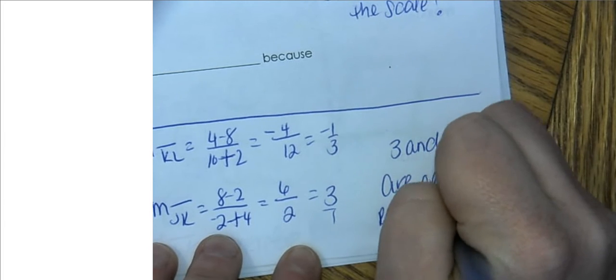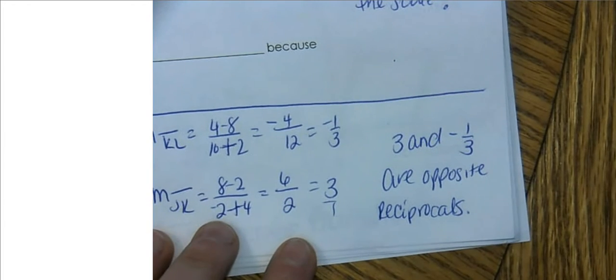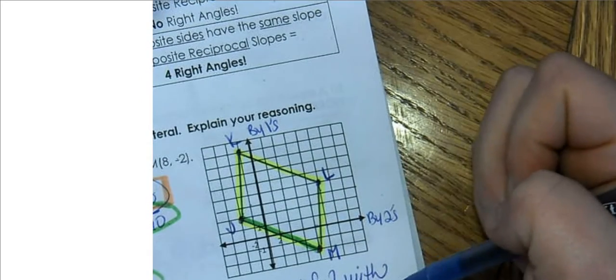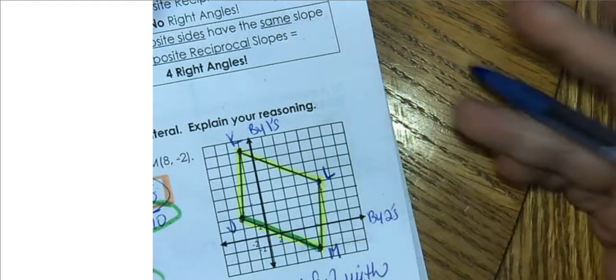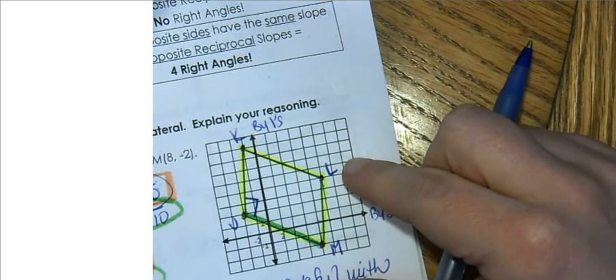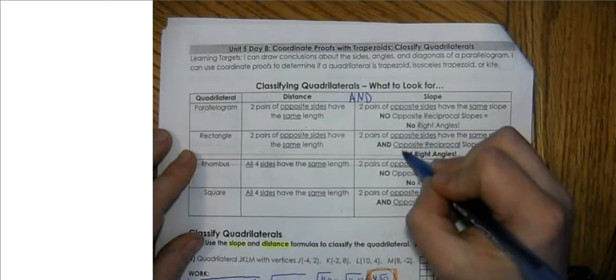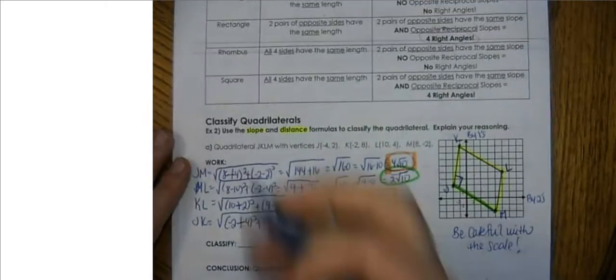So what does opposite reciprocals mean? Well, it means that the intersection of these two sides will form a right angle. Perpendicular lines form right angles, even though it doesn't look like it. So if you have two pairs of opposite sides that are congruent, which we decided was either a parallelogram or a rectangle, and you have opposite reciprocal slopes, indicating that you have four right angles, we can classify this as a rectangle.